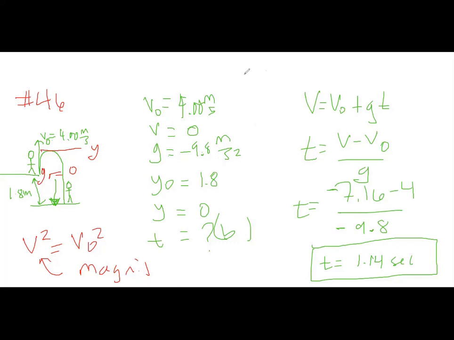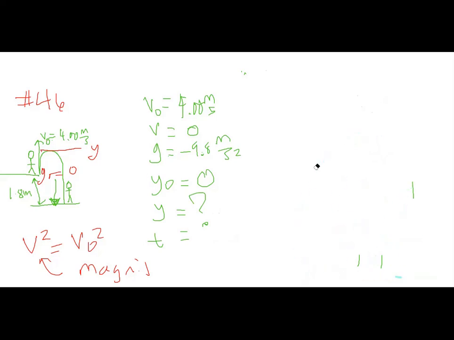The initial height now changes from 1.8. Oops, that's not the eraser. 1.8 to 0. And Y is what we're looking for. And we have all the variables but T again. So if we have all the variables but T, we can use this equation. G. I definitely ran out of room there.